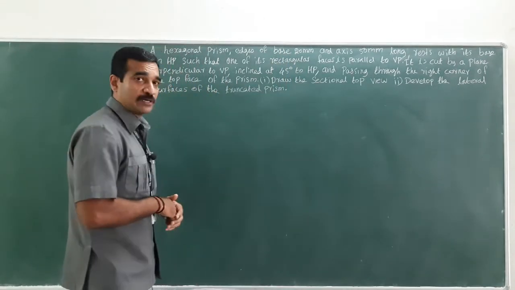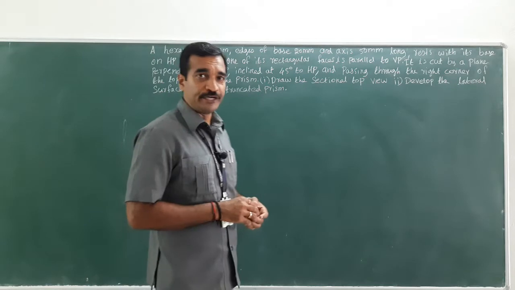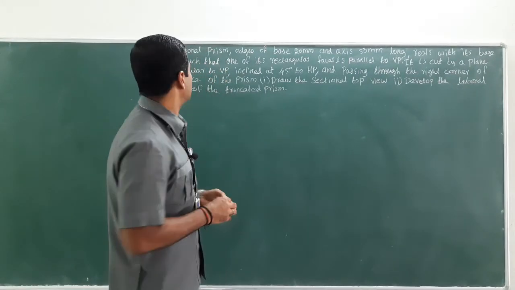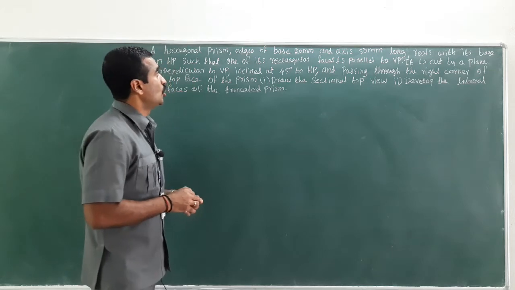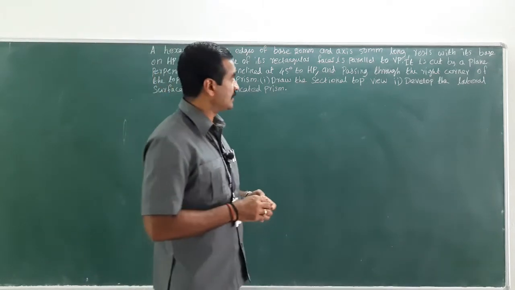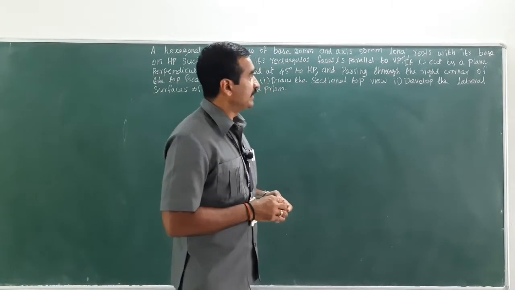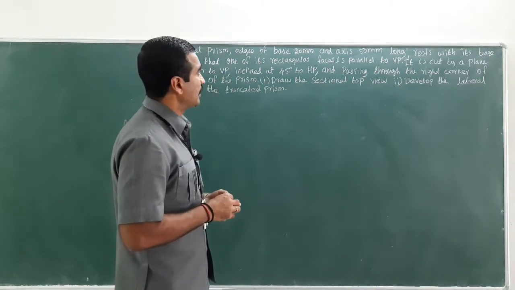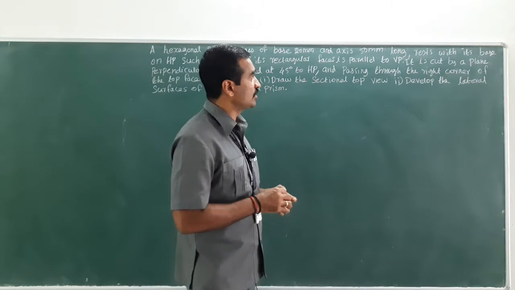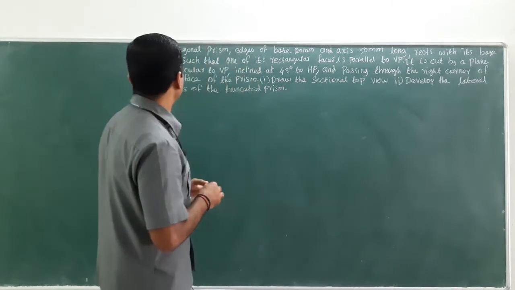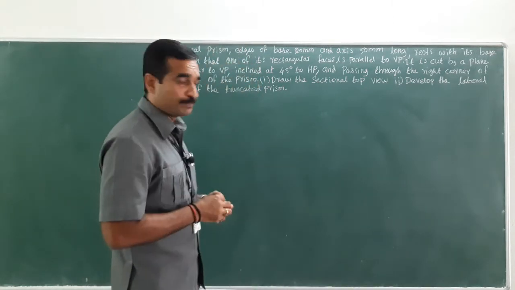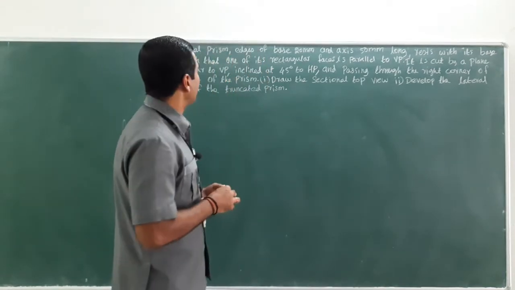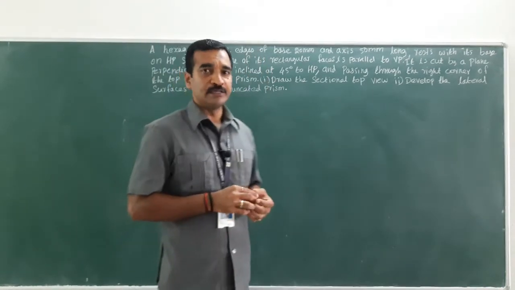A hexagonal prism, edges of base 20 mm and axis 50 mm long, rests with its base on HP such that one of its rectangular faces is parallel to VP. It is cut by a plane perpendicular to VP and inclined at 45 degree to HP and passing through the right corner of the top face of the prism. Draw the sectional top view and develop the lateral surfaces of the truncated prism.